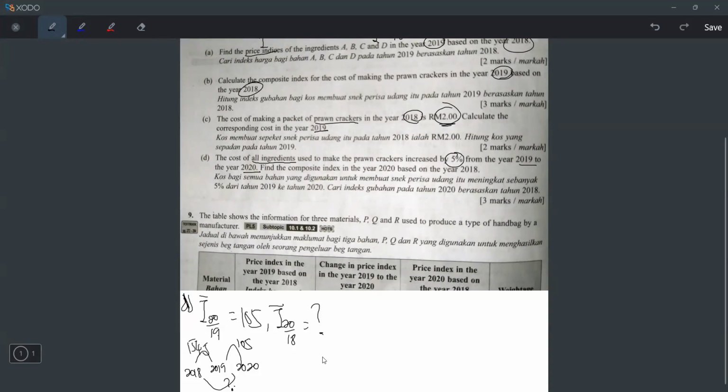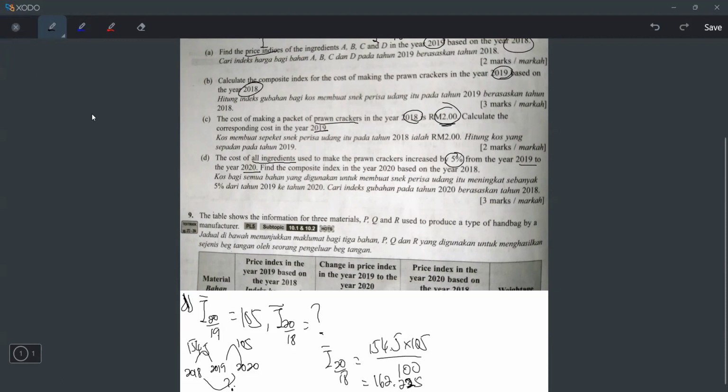Okay. So how to get the I dash for 20 over 18? That's the mouth part. So I will take 154.5 times 105 divide 100. I will get 162.23. You can write 162.25 also, but actually it's 162.225. But if you write 162.23, it's also correct already, right?